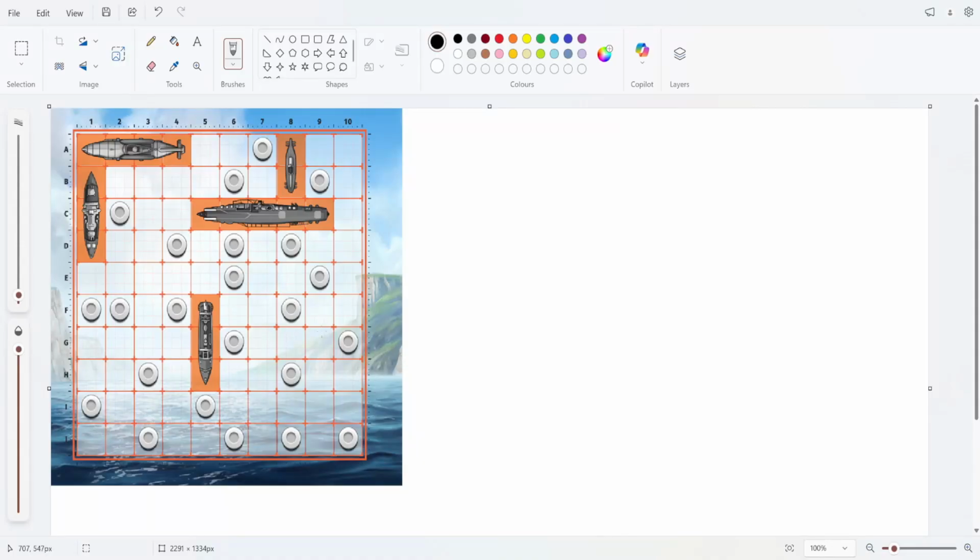Hello everyone, so today I'm going to be making a video on the probability of missing every single one of these shots whilst playing Battleship. This screenshot actually comes from my friend, so I just wanted to work out the chances of this happening.